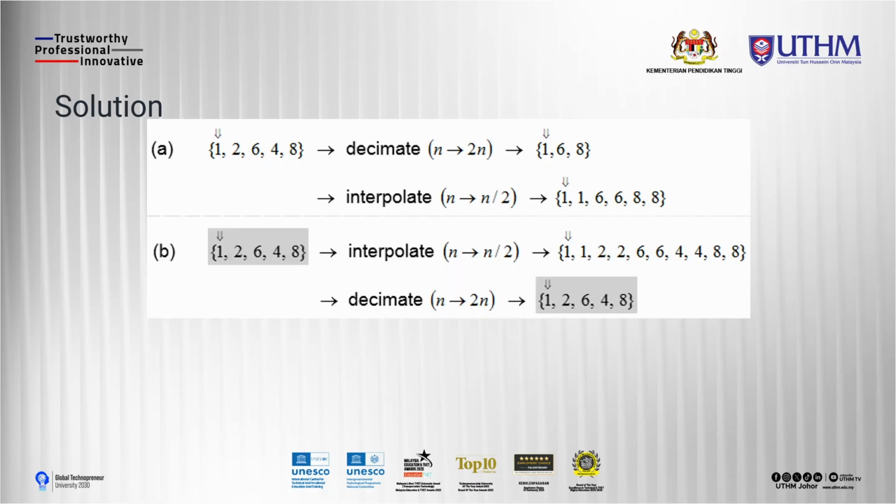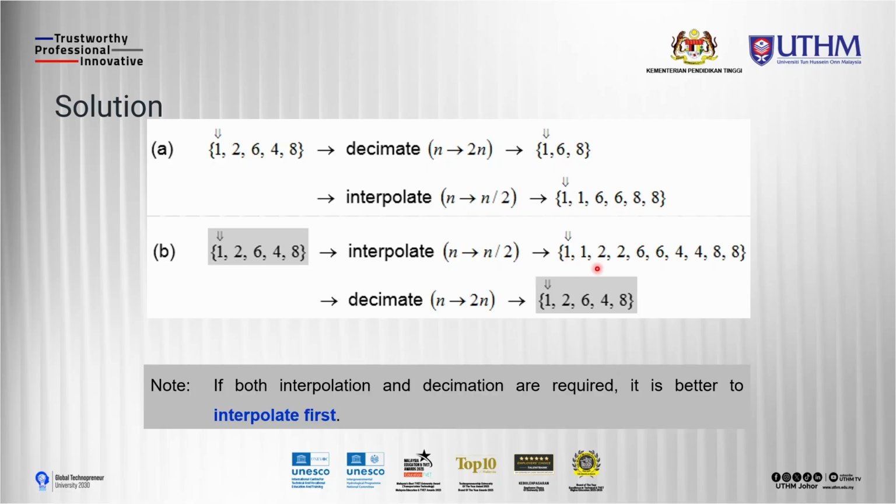Then the next one is if you do the interpolation first, then decimation. The same signal is given, then you interpolate first using step interpolation. From here you have 1, 1, 2, 2, 6, 6, 4, 4, 8, 8. After that, you decimate by 2. So you take a sample from every two samples. So 1, 2, 6, 4, 8.